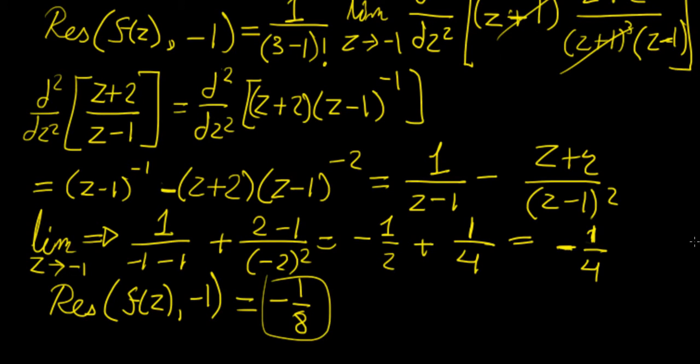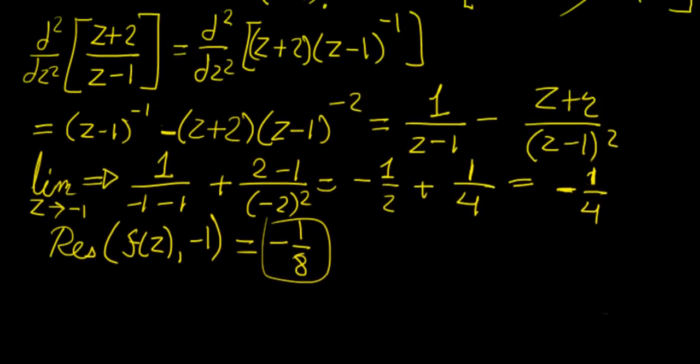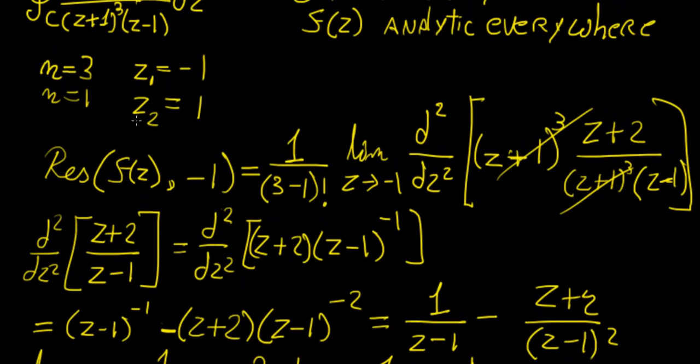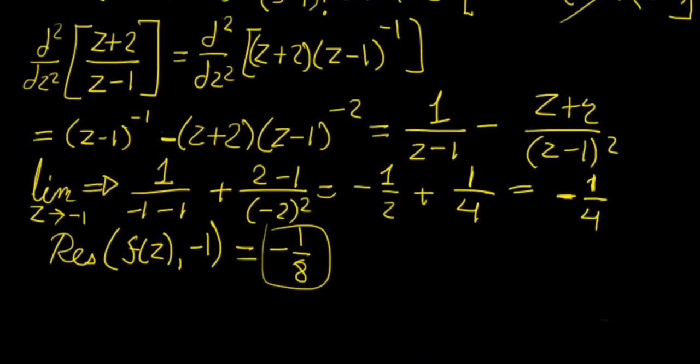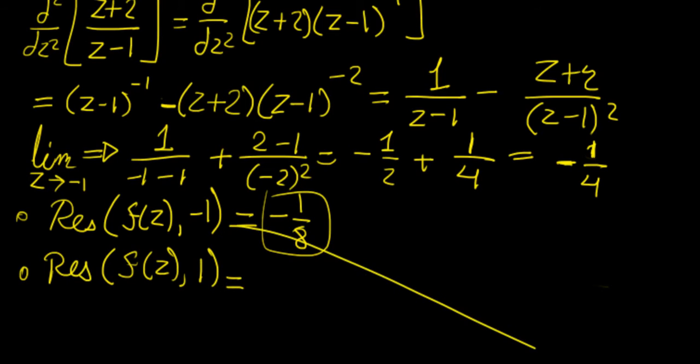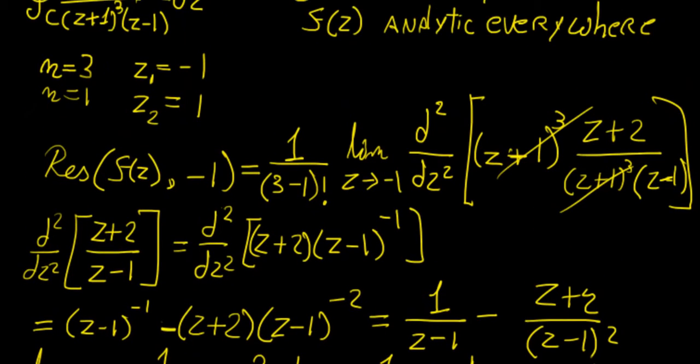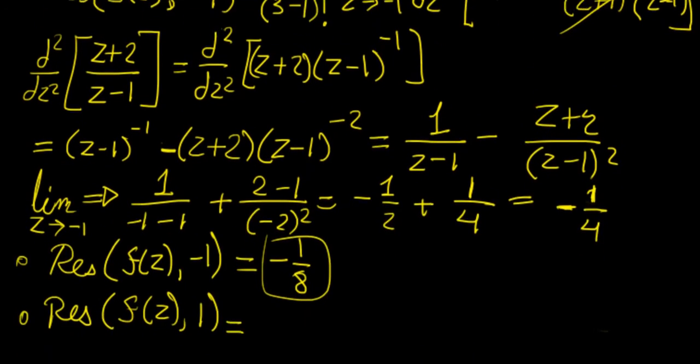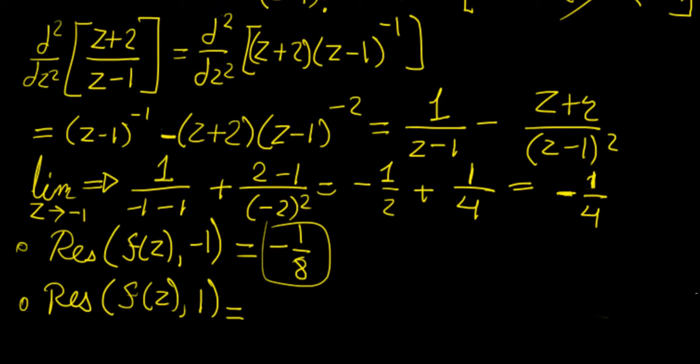And now we can proceed and find the residue for the next pole, which is going to be this one. So that one should be a little bit easier. So let's have the second one, residue of f of z evaluated at 1. And now we have an order 1 pole, and the value is 1. So this is going to be a little bit simpler to evaluate. So we're going to have 1 over 1 minus 1 factorial, so that's just 1.